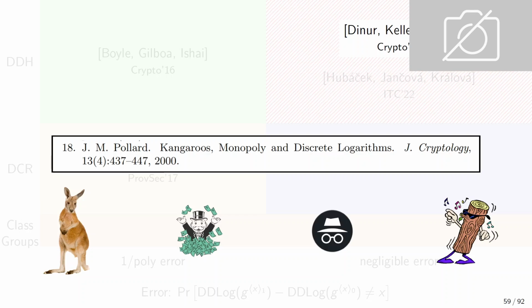Sorry, we'll see that in just the next slide. So it's the decisional composite residuosity assumption. I'll define what the group is, not what the assumption is.